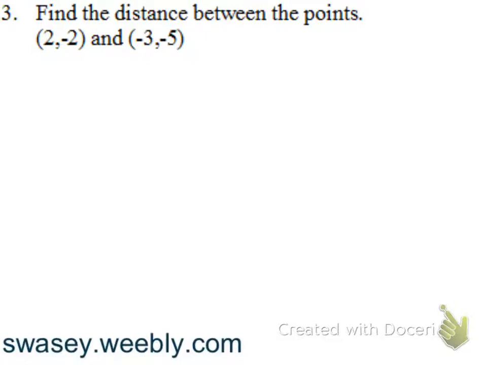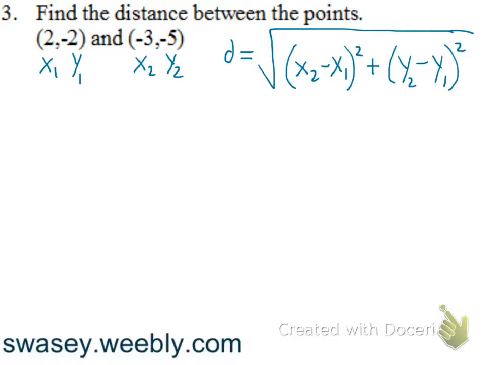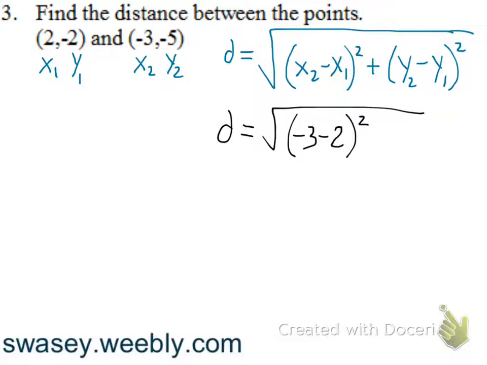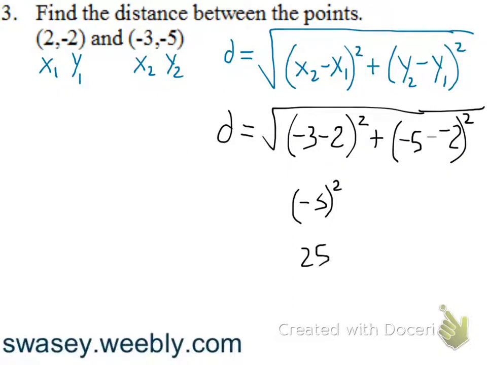Distance between the 2 points, use the distance formula. Label your points, substitute in. And we have negative 3 minus 2, and that's all squared, plus negative 5 minus a negative 2 squared. So that's negative 5 in parentheses squared, or 25.